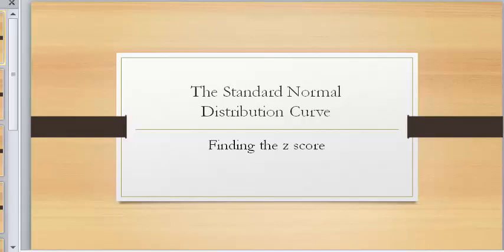There is one other type of problem that we work on in this section. Up until this point, we have been finding the area under the standard normal distribution curve for problems where they give us the z-score. Now we're going to do the opposite. These problems will give us the area, and our job is going to be to find the z-score.